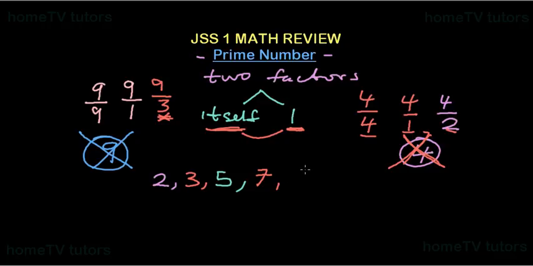Did somebody say 9? No. We've confirmed that 9 is not a prime number. Not 10. 11. Good. 11 is the next prime number because 11 can only be divisible by itself and 1. No other number can divide 11 and give us a whole number. If you say 11 divided by 2, accurately you're going to get 5.5, and 5.5 is not a whole number.